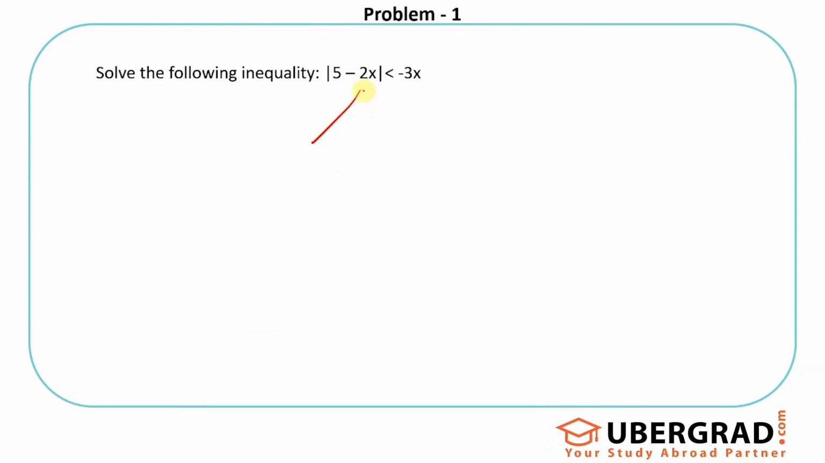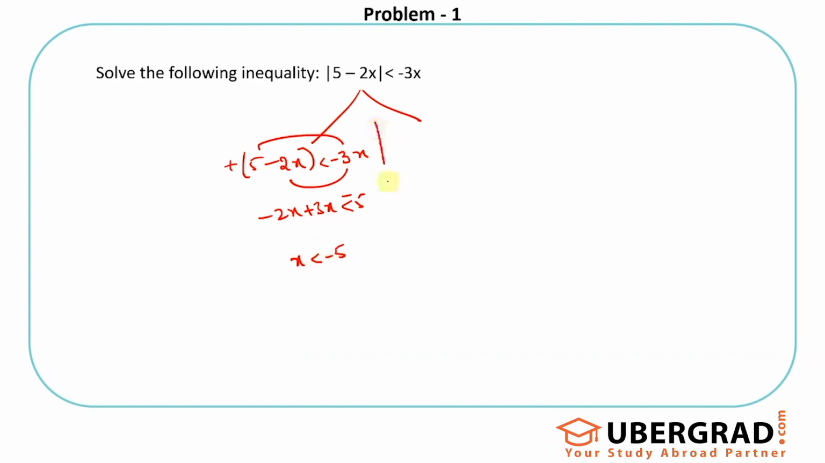So let's see this. One case will be plus of 5 minus 2x is less than minus 3x. Let's play with this, send it this side. So minus 2x plus 3x is less than, sorry, minus 5, because plus 5 becomes minus 5. So x is less than minus 5. This is one part of the inequality.